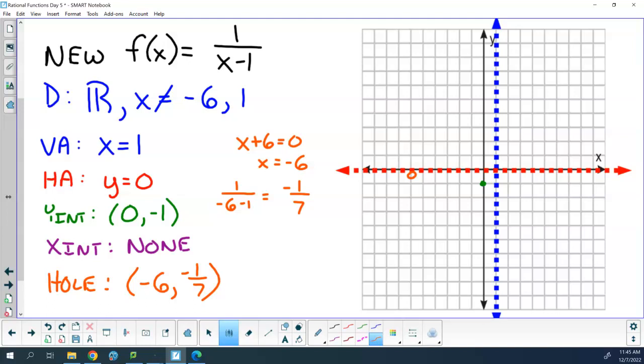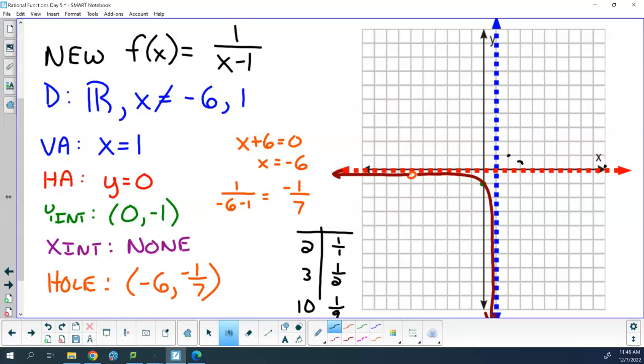Do I have enough information on the left zone to graph it? Yeah, I do, actually. So I come along here, stop, pick up, restart, and on through there. For the right zone, I would pick 2, 3, and 10. If I plug in 2, I get 1 over 1. If I plug in 3, I get 1 over 2. If I plug in 10, I get 1 over 9: 1, 1 half, 1 ninth.